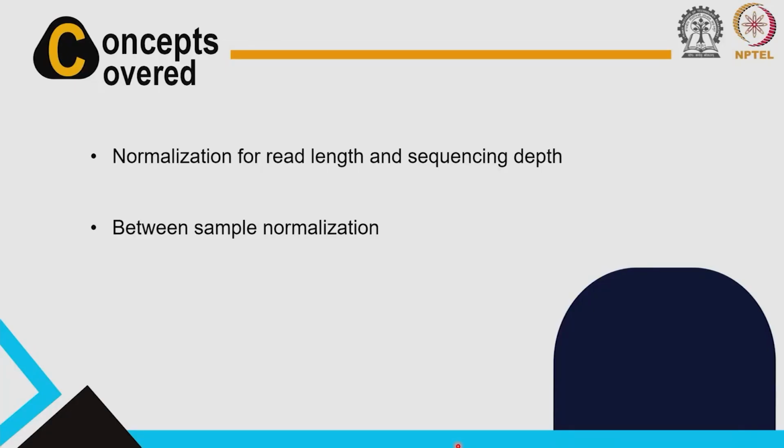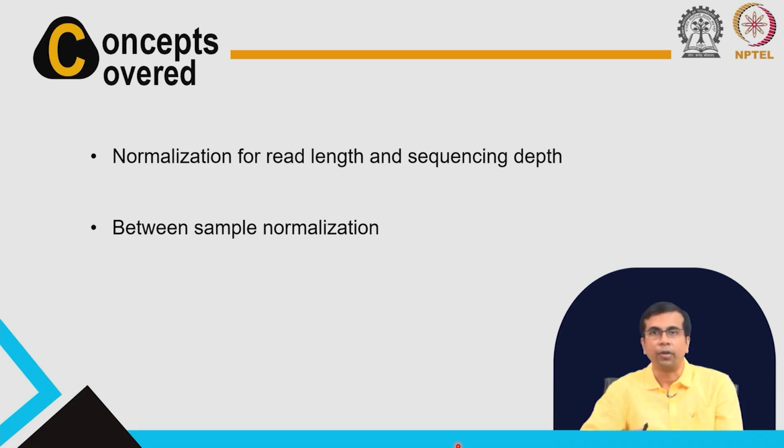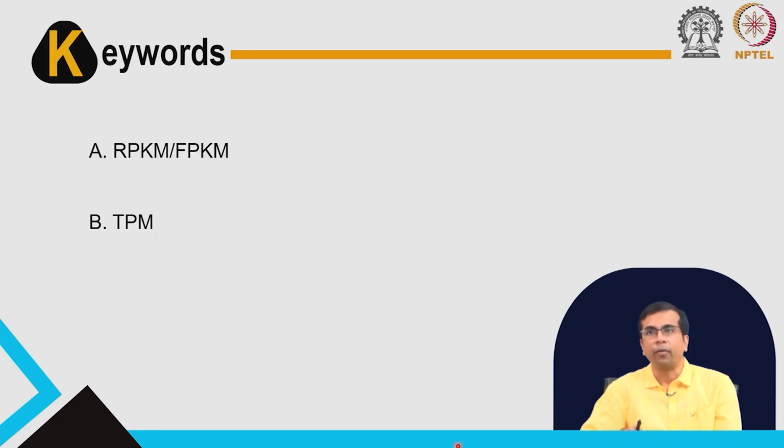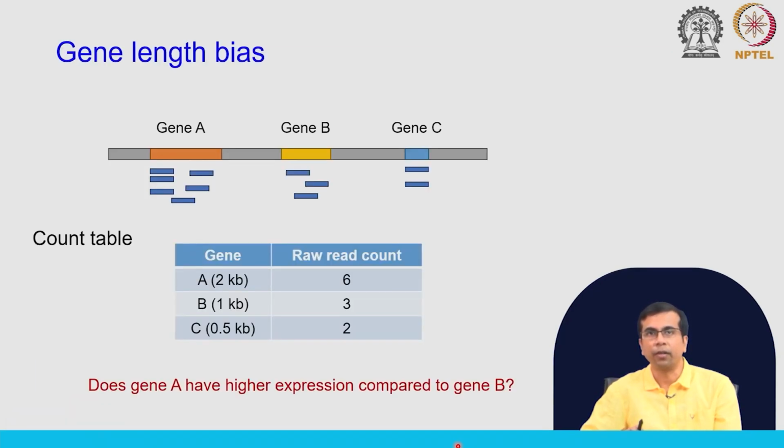So, today's agenda will be first we will talk about normalization for read length and sequencing depth, and then second we will talk about between sample normalization, at least some of the techniques for between sample normalization. Here are the keywords that will come across: RPKM, FPKM, and we will also see TPM. So, let us begin with the same diagram that we used in the last class.